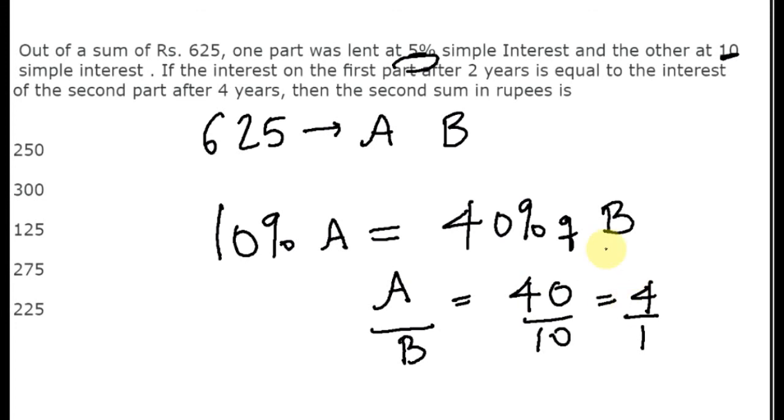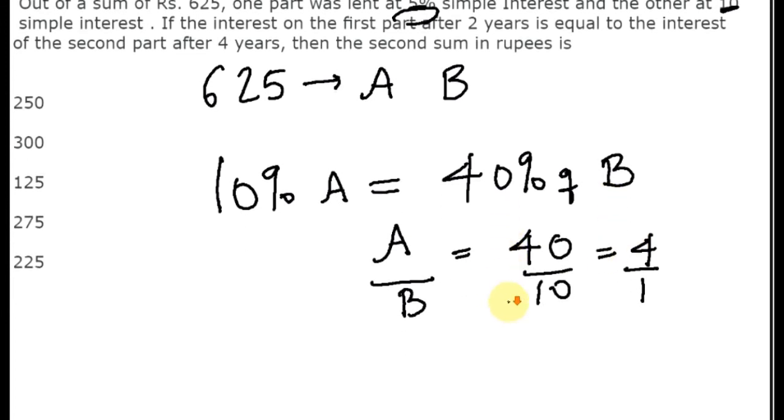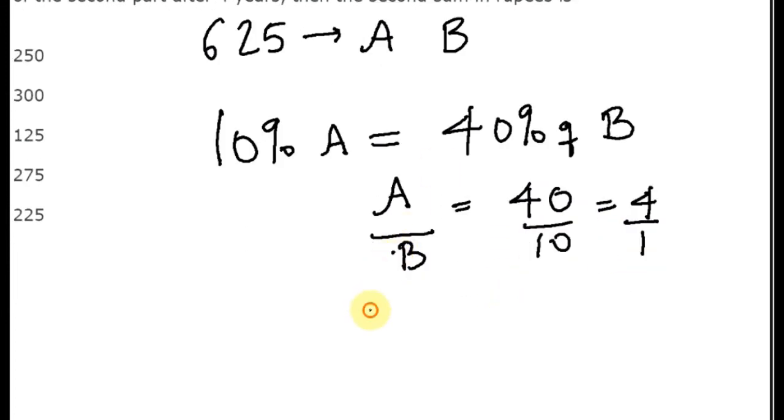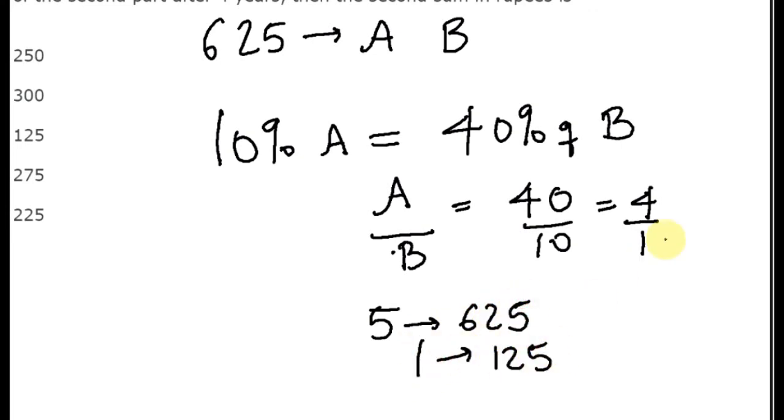Which means totally they give you 5 parts. So basically you can say that 5 parts is 625, so 1 part is 125. So you get the value of B, which is 1 part, as 125, and the value of A, which is 4 parts, as 500. So if you want, you can find both the answers. The answer is, you're supposed to find the second part, so it is 125.